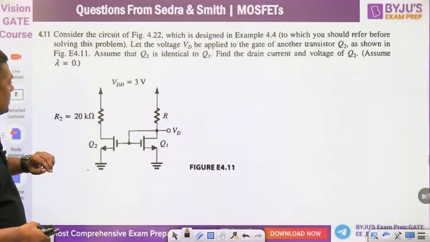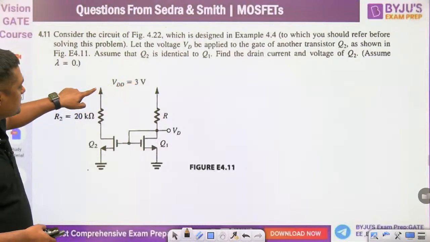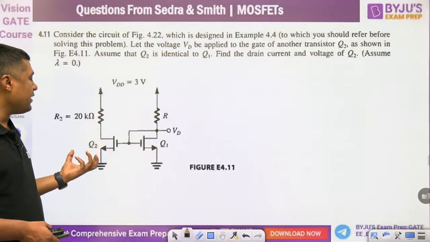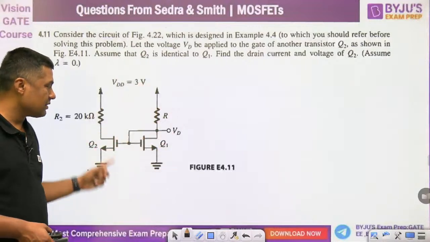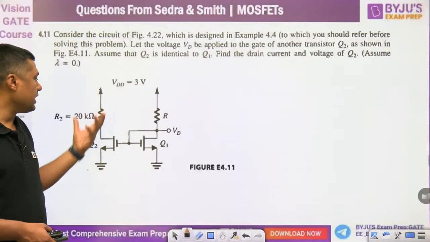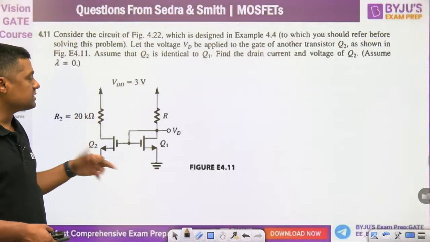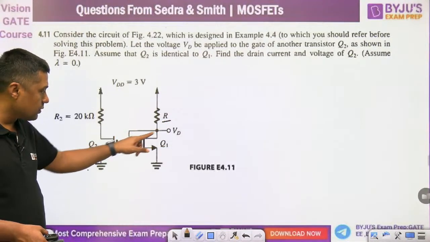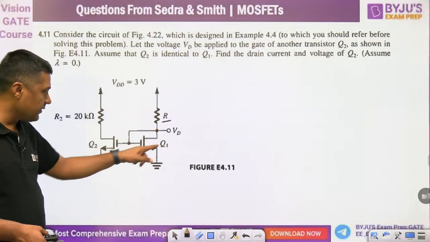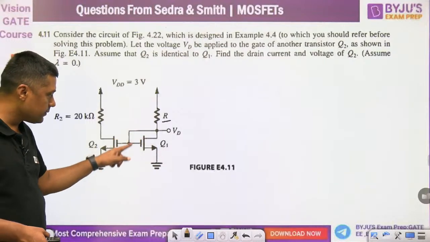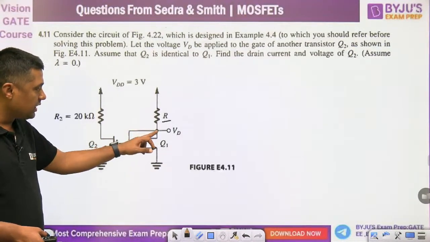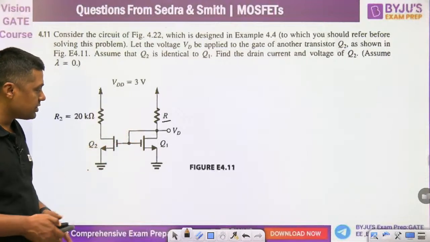A 20 kilo ohm resistor is connected here. VD 3 volt means this is the 3 volt, this is the 3 volt. And which one is the driver here? Actually, this is the driver. Which one is the reference voltage and which one is the load resistance? This is the reference voltage, because it is connected to this one. Since the drain is connected to the gate, it is definitely in saturation.